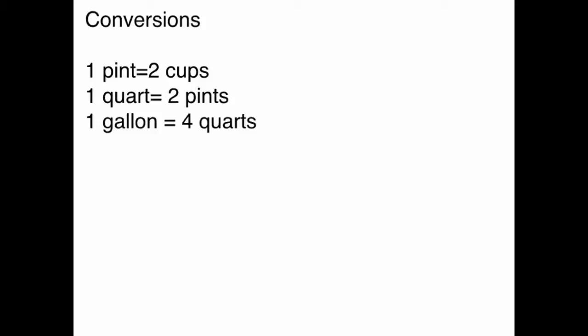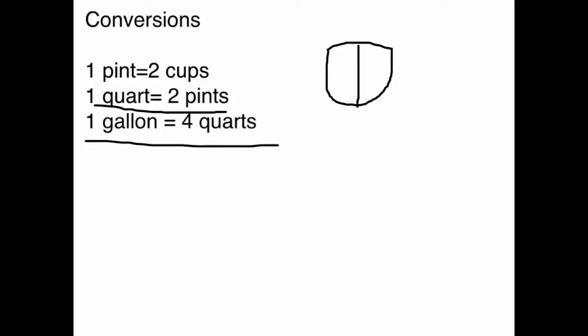So for every 1 pint, there are 2 cups, which means, let's say I have this pint of ice cream. That means I could split it in half, and that means there are 2 cups worth of ice cream in there. For every 1 quart, there are 2 pints, and for every 1 gallon, there are 4 quarts. So let's work on converting these.